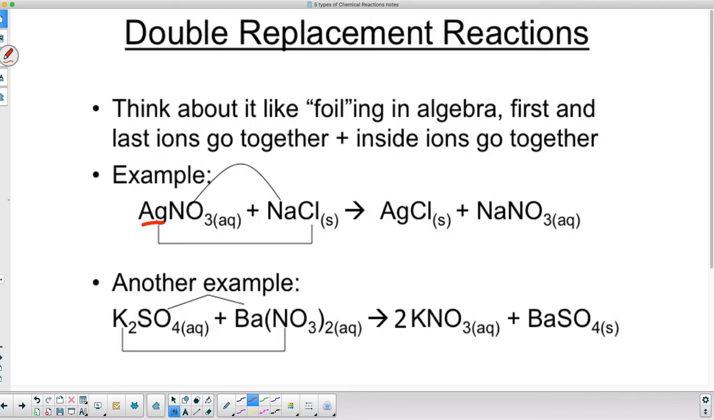Notice the Ag is the A, and the NO3 is the B, the Na is the C, and the Cl is the D. So I put A with D, and C with B, just like that. A and C still have to come first in the product side because they're the metals and they're the ones that are written first in all correct compounds.